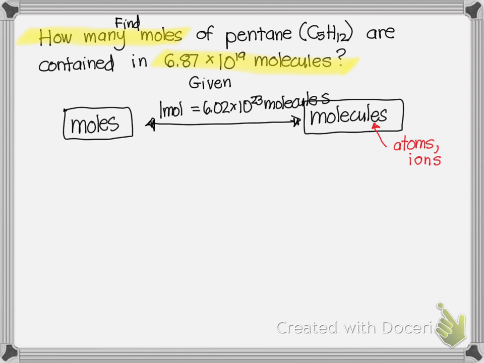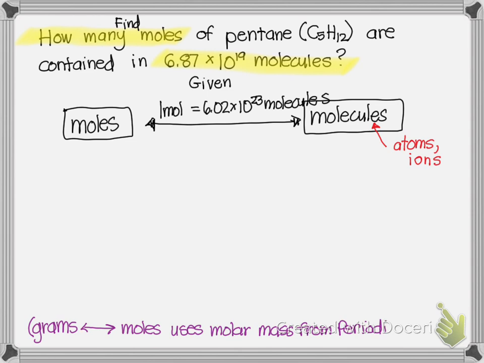So when the substance is important is when you're going from grams to moles because you need the molar mass. So I just want to write that as the side note on the bottom. So grams and moles uses the molar mass. And molar mass is from the periodic table. So in that case, you would have to know that it was pentane, for example.